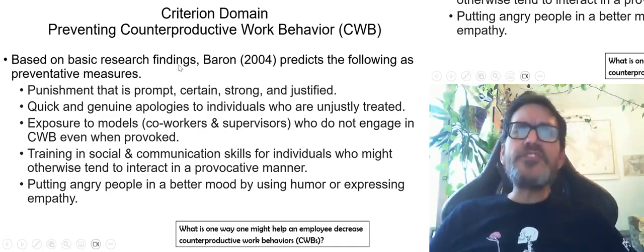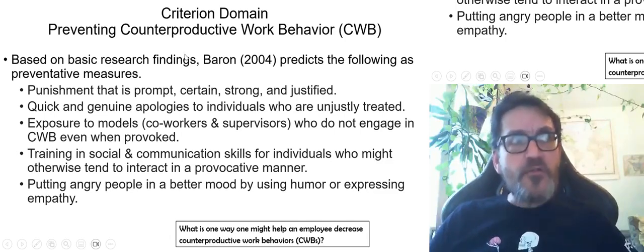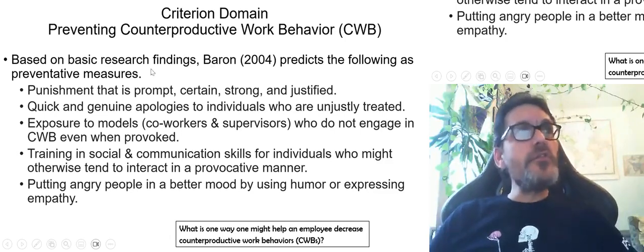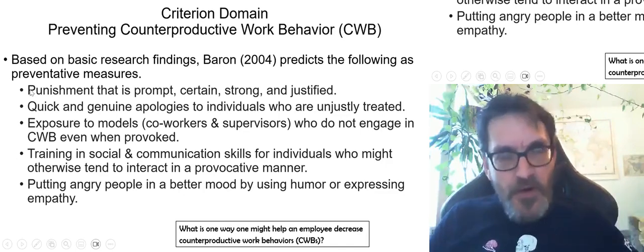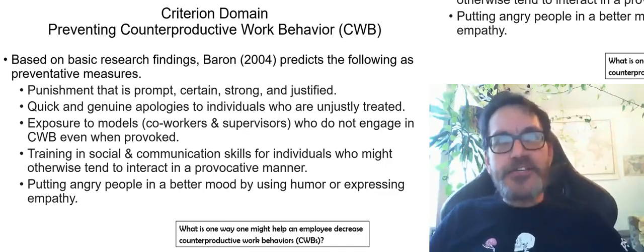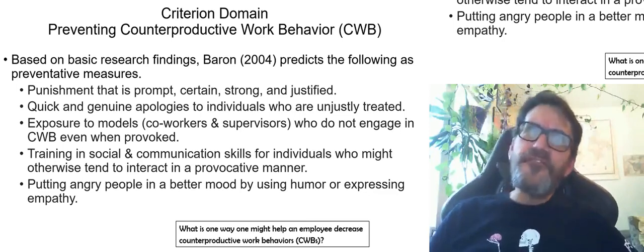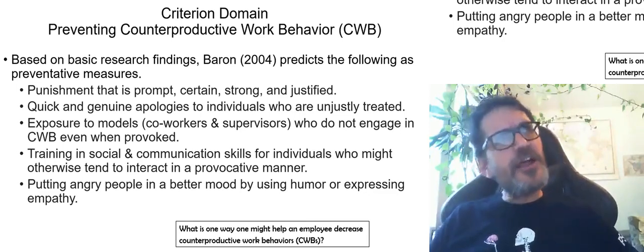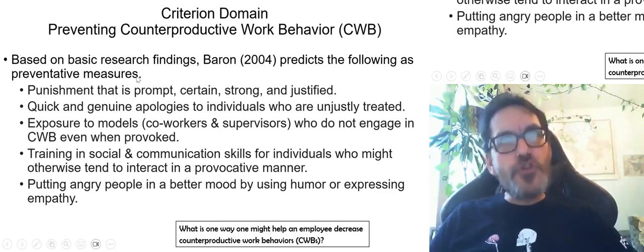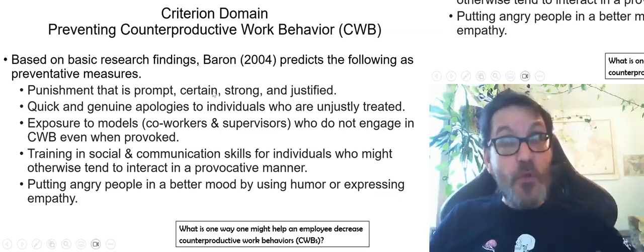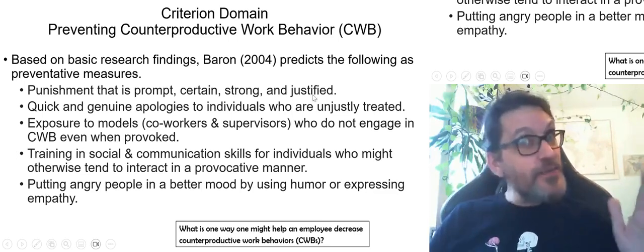So obviously an organization would like to prevent counterproductive work behaviors. And so, look, this is simply straightforward out of learning theory. This is operant conditioning 101. What influences the effectiveness of a punisher? Punishment that is prompt, certain, predictable, strong, and justified.